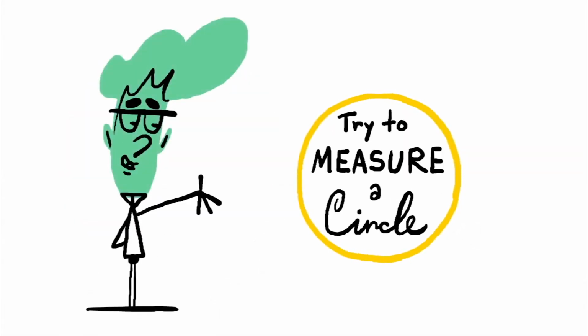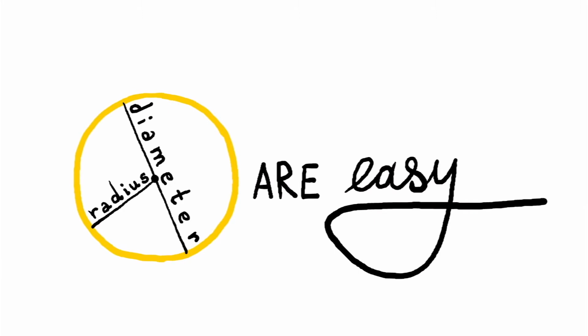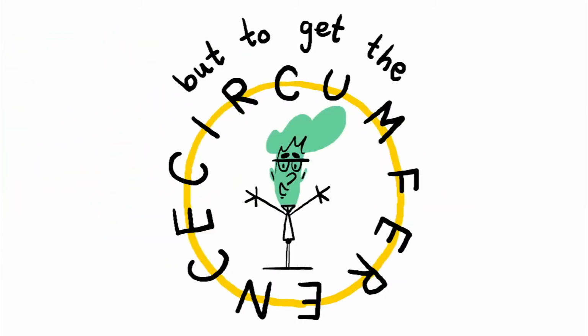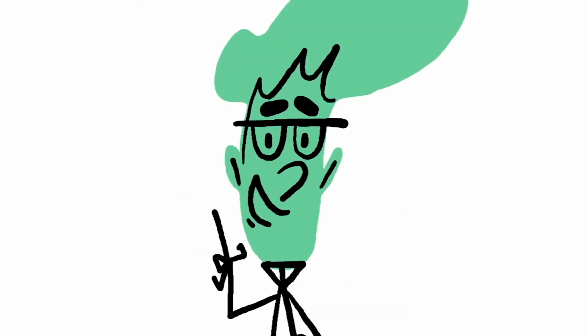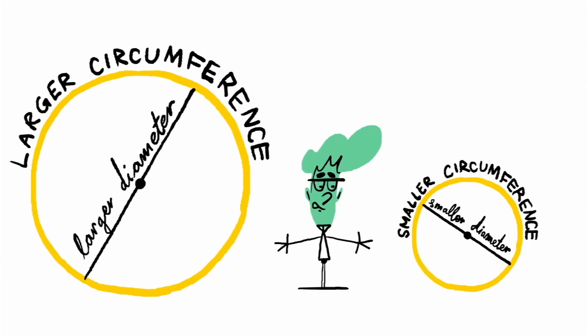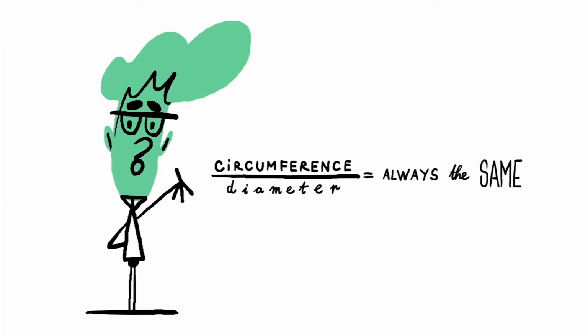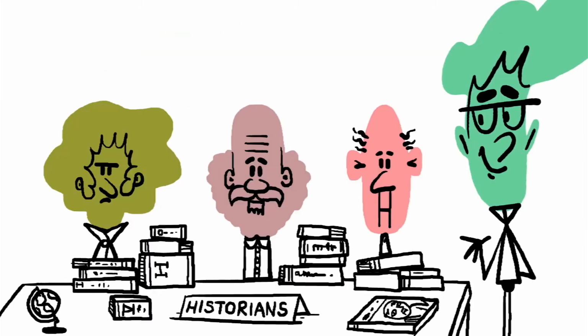Try to measure a circle. The diameter and radius are easy. They're just straight lines you can measure with a ruler. But to get the circumference, you'd need measuring tape or a piece of string, unless there was a better way. Now, it's obvious that a circle's circumference would get smaller or larger along with its diameter. But the relationship goes further than that. In fact, the ratio between the two, the circumference divided by the diameter, will always be the same number, no matter how big or small the circle gets.